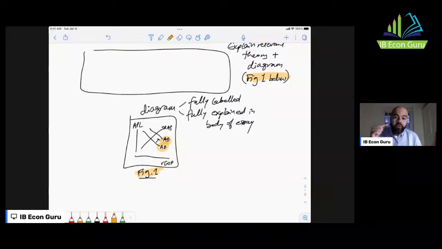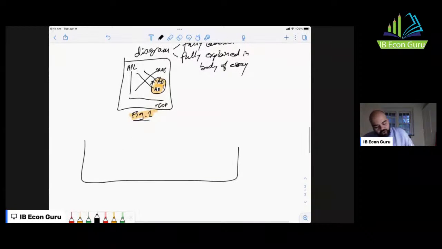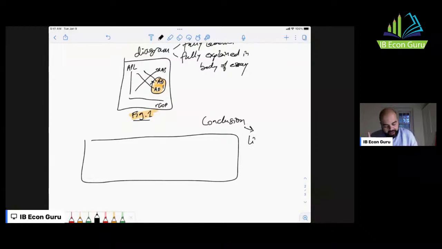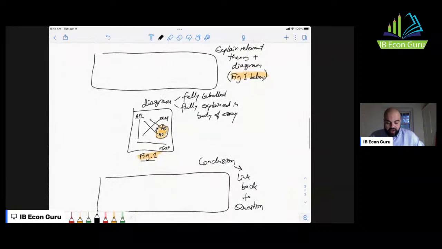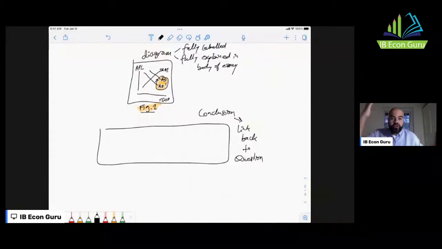So as shown in figure 1, when the central bank conducts expansionary monetary policy, the AD curve will shift to the right from AD to AD1. Make sure those labels are used to show the examiner that you can't just draw the diagram, you can also explain it. And then you want to have a conclusion paragraph. The conclusion paragraph is where you link back to the question. So it should be about, I would say, 2 paragraphs, the diagram, and then the conclusion paragraph. So kind of 3 paragraphs and the diagram.